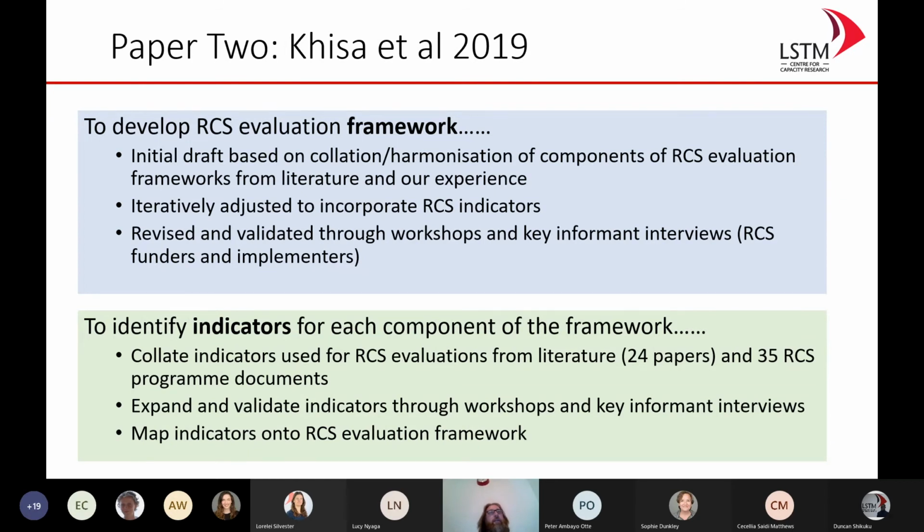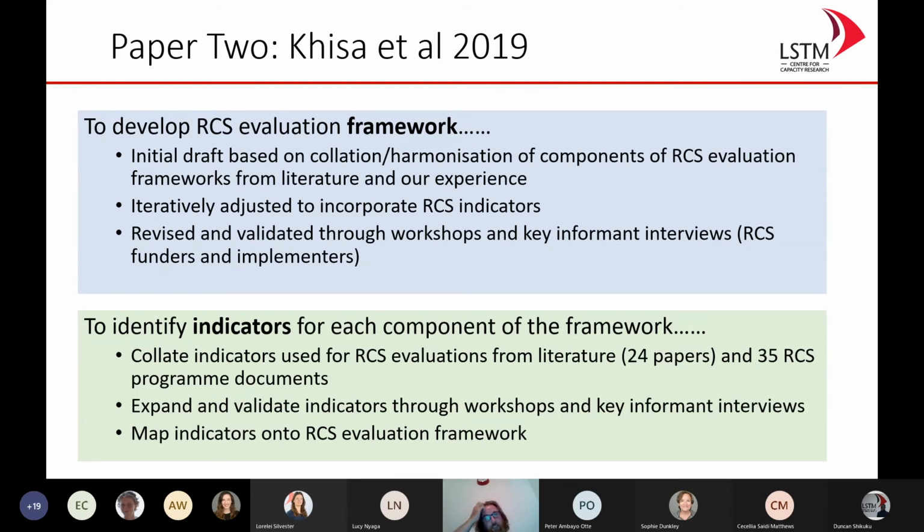So the second paper presents findings from an attempt to strengthen that, to actually develop an evaluation framework that is tailored towards measuring research capacity strengthening, and has some generic yet strong indicators that could be applied across multiple programs. So a framework and indicators that people can take off the shelf and apply to their program, whatever their program might be attempting to achieve.